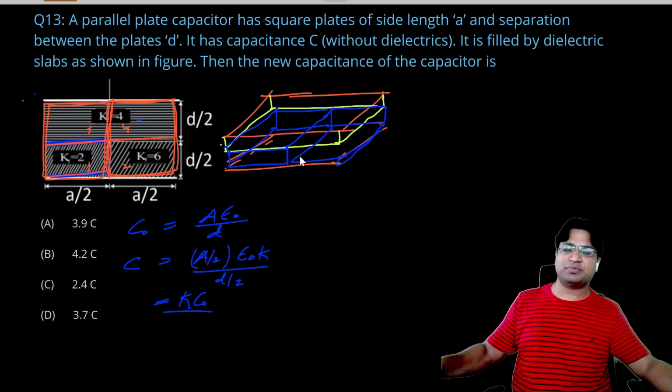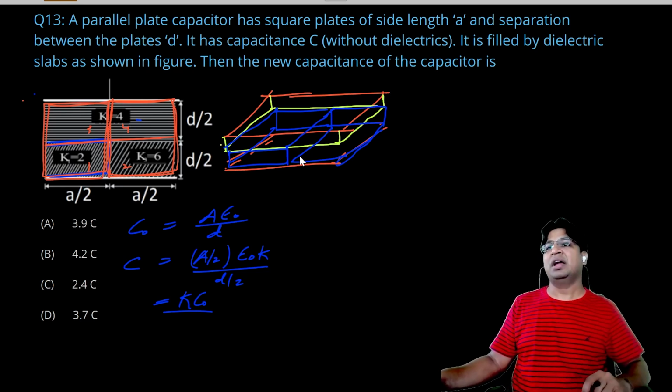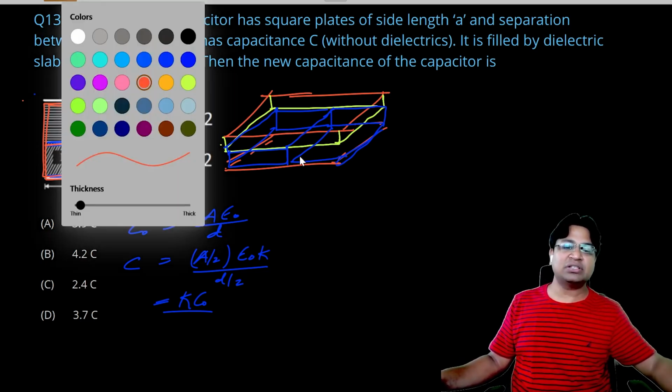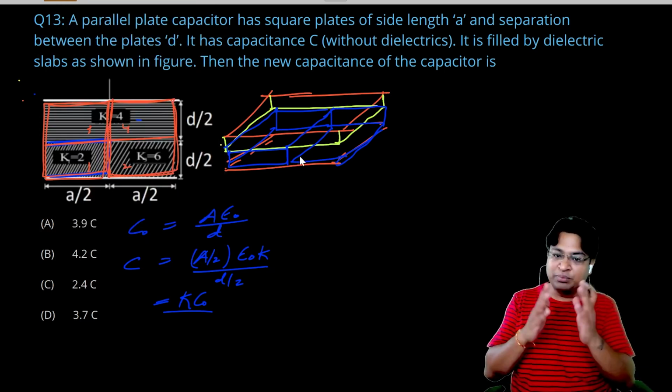Most of the students have a question at this point. The question is, why can't we consider 1 and 2 parallel, 1 and 3 and 4 parallel, and then their combination to be connected in series? The answer to this is, guys, we can consider two capacitors to be connected in parallel only when we can ensure that the same potential exists on both the plates of the capacitor.